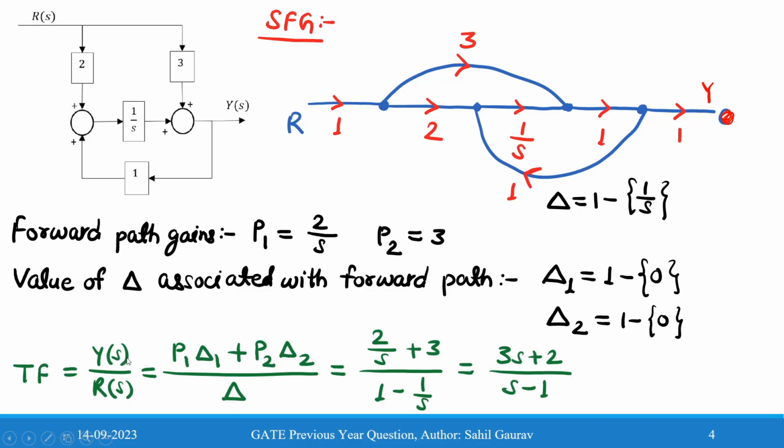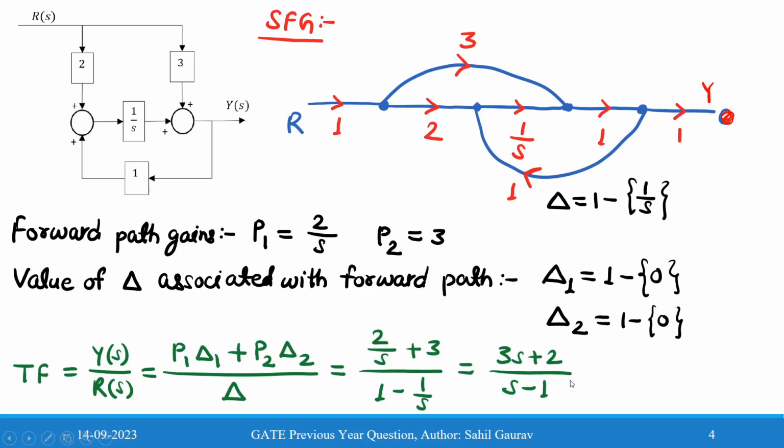Transfer function Y(s) divided by R(s) is equal to P1 delta 1 plus P2 delta 2 divided by delta. We have found P1 as 2 divided by s, delta 1 is 1, P2 is 3 and delta 2 is 1, and delta is 1 minus 1 divided by s. So we will get (3s plus 2) divided by (s minus 1). So we have finally got the answer for this problem, which we found using the signal flow graph.